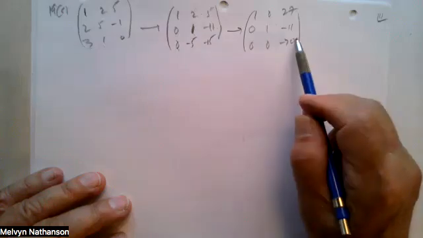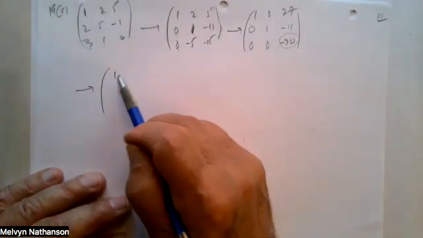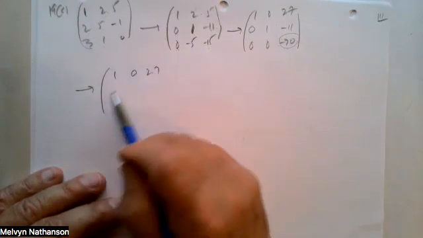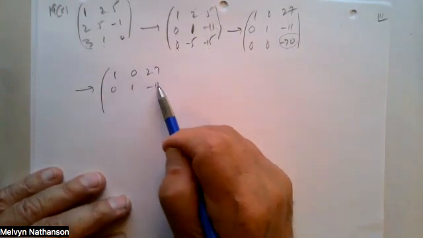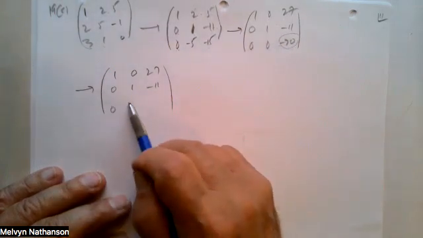Now the second column is good. I want this to be a 1. So I have the first row, I have the second row, and the third, I divide by minus 70. I get 0, 0, 1.